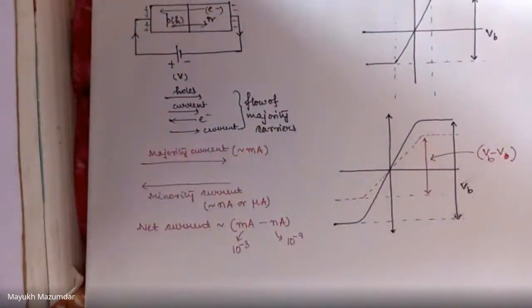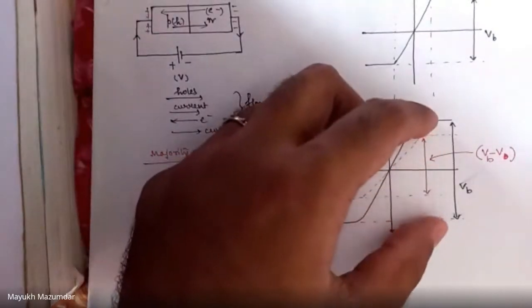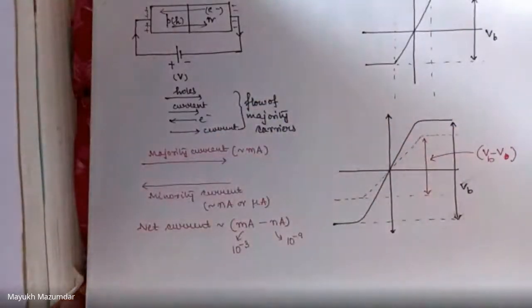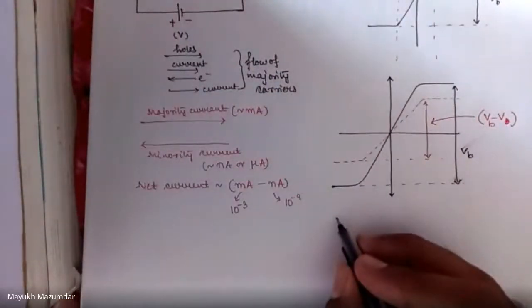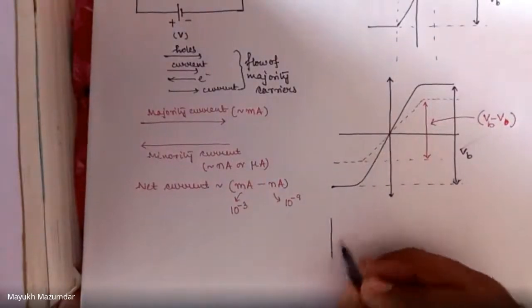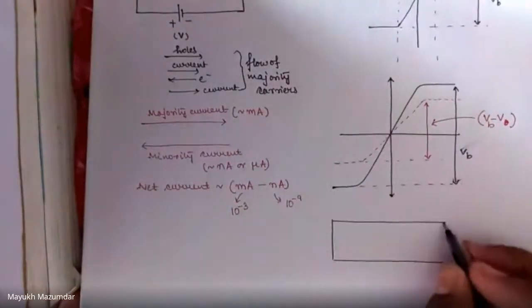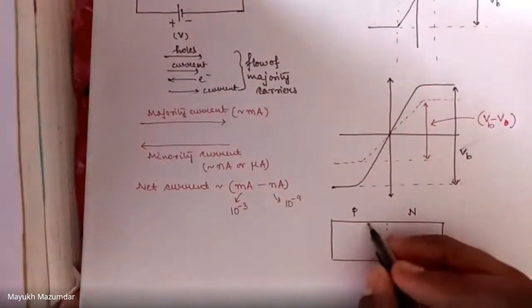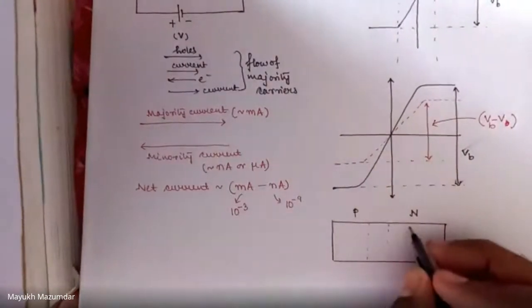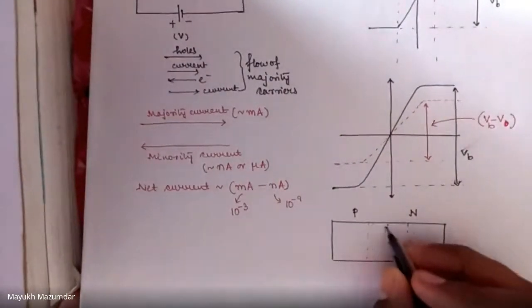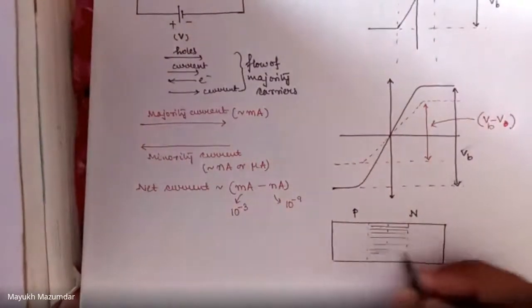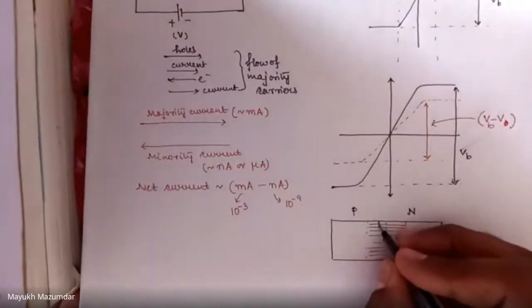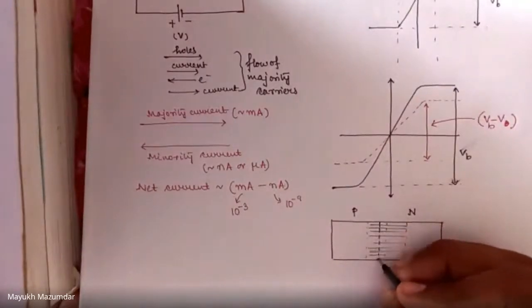What you have to do is give the P side positive potential and the N side negative potential. As a result, what will happen? The height of the barrier potential will shrink. It will decrease. And if you want to draw the diagram in terms of the depletion region, previously, if this was your depletion region, then now what will happen? It will become thinner.